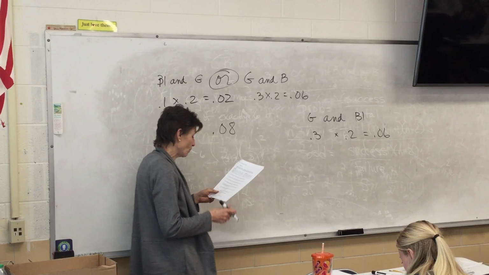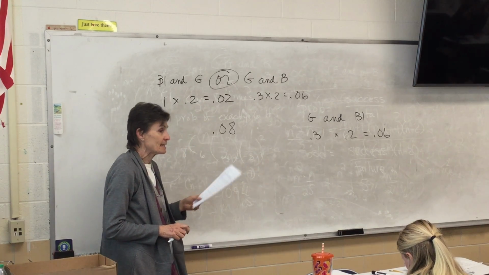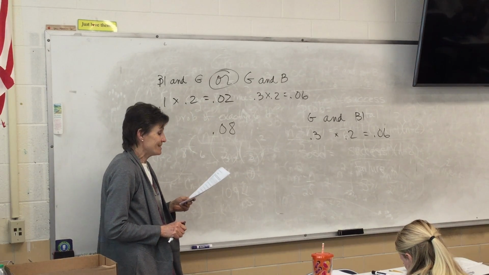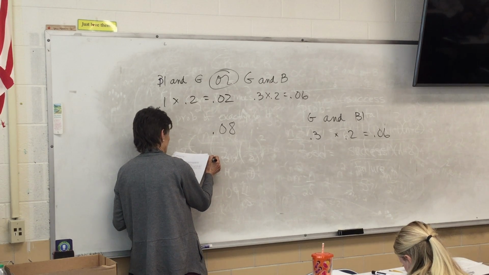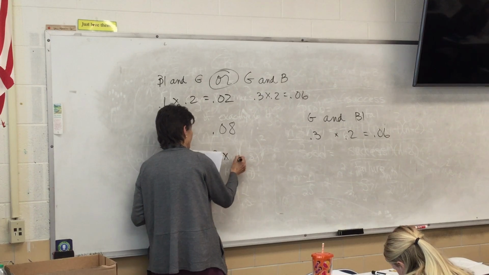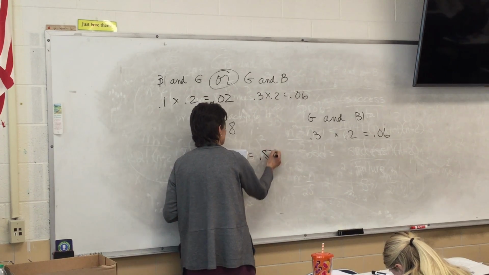All right, I'm taking one from each bag. What's the probability that neither will be red? Neither will be red. 0.8 times 0.7. Yep, 0.56.